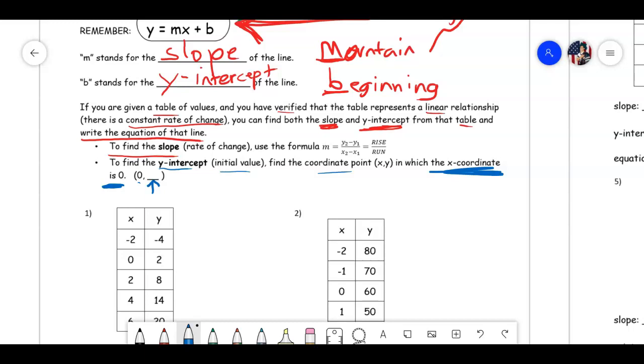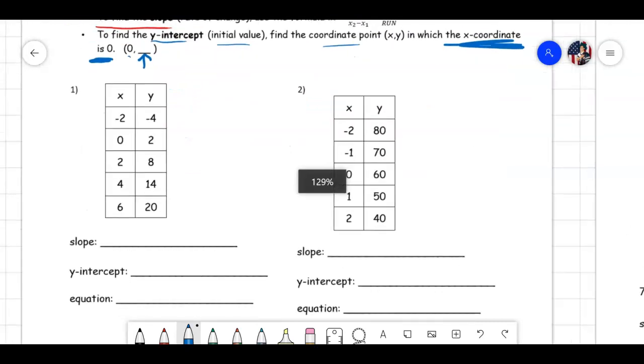Now another thing Mrs. Marrero likes to do is sing songs to help you remember. She's not here to do it, so I'm here to do it for her. Sound good? So Miss Marrero sings a song sung to the tune of Old MacDonald, and it goes, if x is 0, what is y? Y-intercept. But she is wiser in ears than me, so it's funnier when she sings it. All right? So when x is 0, what is y? The y-intercept. All right? So now we're going to do this on number 1.